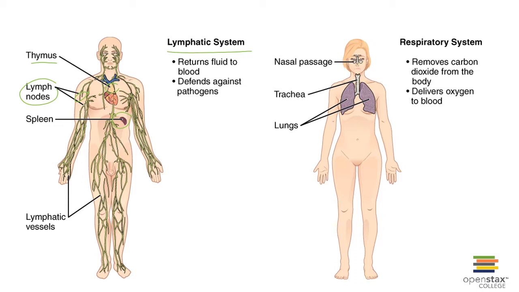The next one is the respiratory system. It helps remove carbon dioxide from the body, which is a waste product due to metabolism, and it helps deliver oxygen to the blood, which can then be delivered to working tissues. Some of our major structures in the respiratory system are our nasal passage, which takes in air, and the air then moves through the trachea, which is right here, to the lungs where respiration actually occurs.